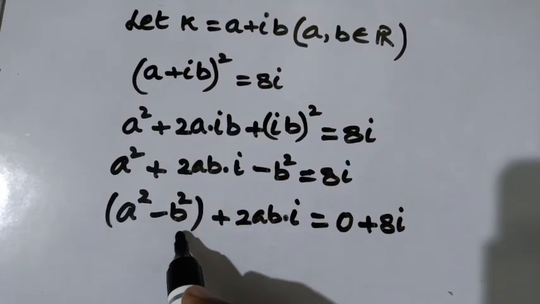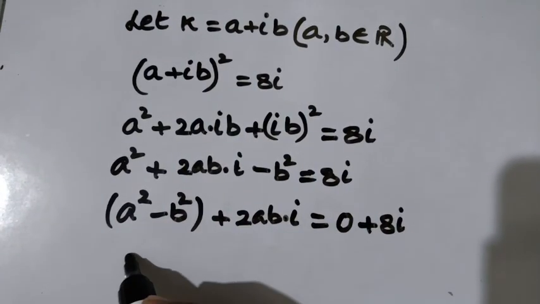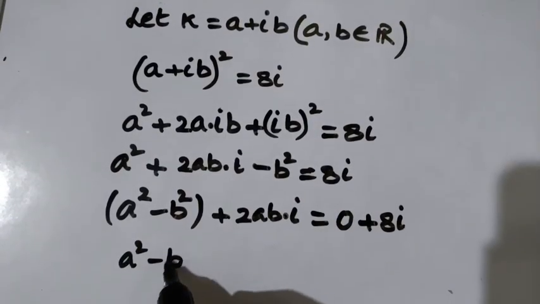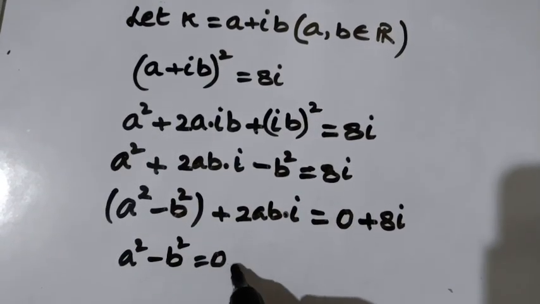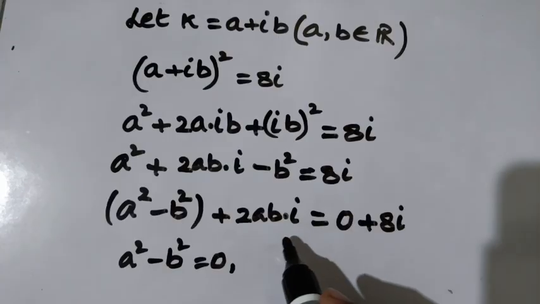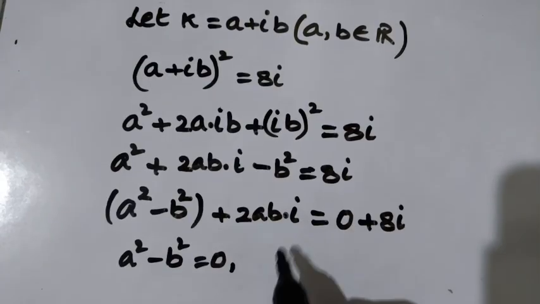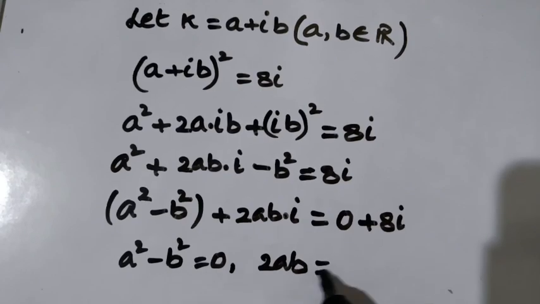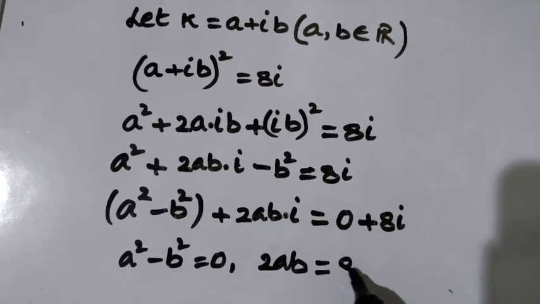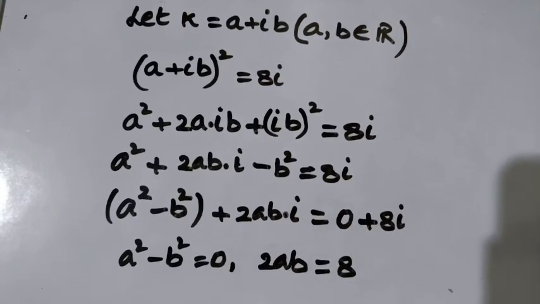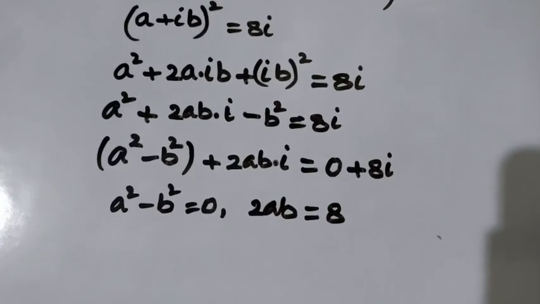So here the real part is a square minus b square. So a square minus b square is equal to 0. And comparing the imaginary part, that means the coefficient of i, here the coefficient of i is 2ab, and on the right hand side the coefficient of i is 8. So 2ab is equal to 8.